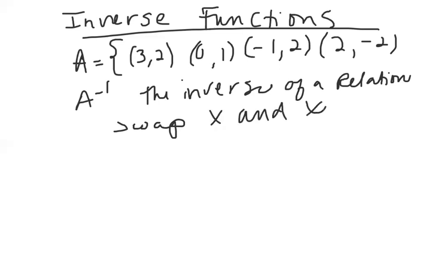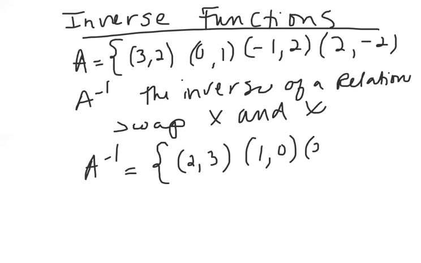Now, what does that mean, really? As in X becomes Y, Y becomes X? Well, let's look. If we were finding the inverse of relation A here, if we're going to swap X and Y, it would become (2, 3), (1, 0), (2, -1), and then (-2, 2).